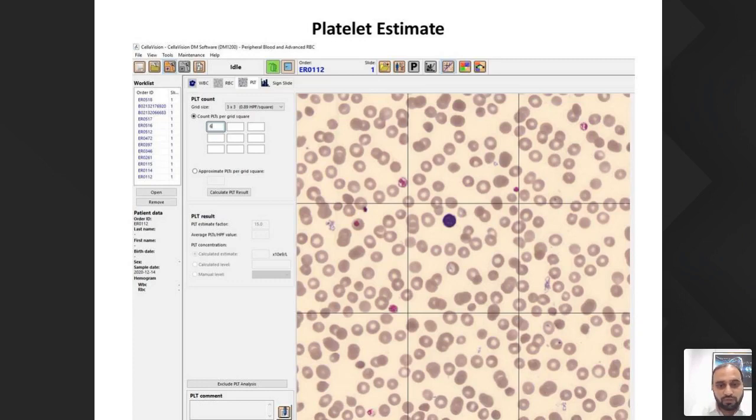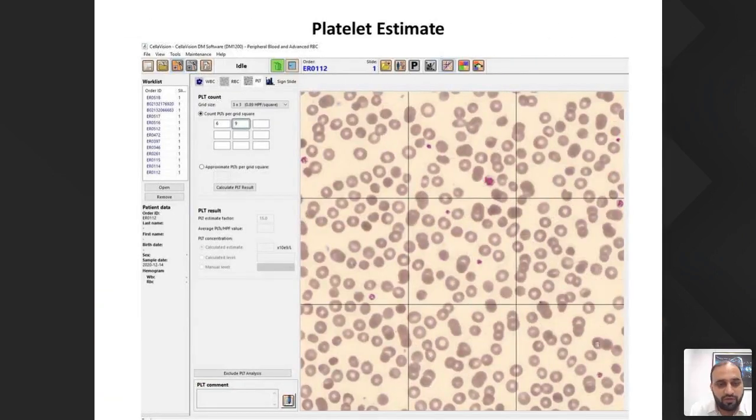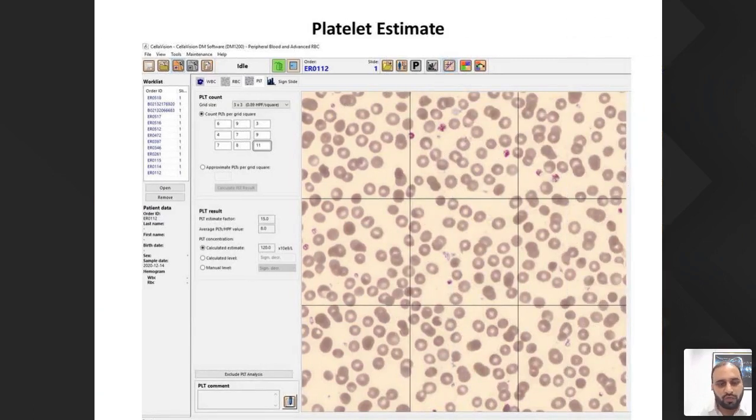And then I count the platelets in this field. I put this number as 6, as I see 6 platelets. I go to the next field, I count the platelets, put 9 as the number, and so on and so forth. Once I have completed all the 9 fields, I get a platelet average. The machine automatically multiplies it by whatever platelet estimate factor I have put in. We, after doing all the calculations, put it as 15.0. I get a platelet count of 120,000.